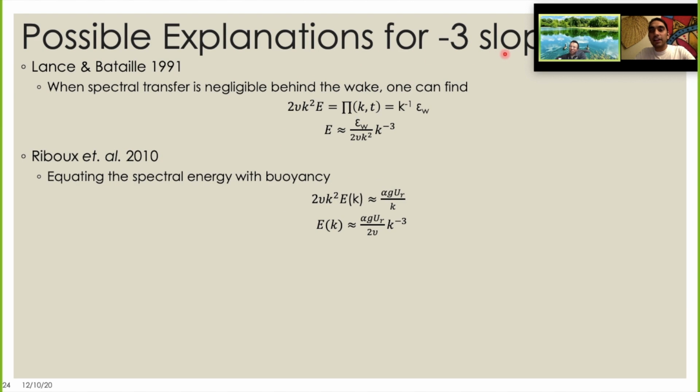Finally, as possible explanations for this -3 slope, people have tried some theoretical calculations, as you can see in this paper from 1991 and this paper from 2010. Both are done through different methods, and they find that they do expect a -3 slope at the larger scales.